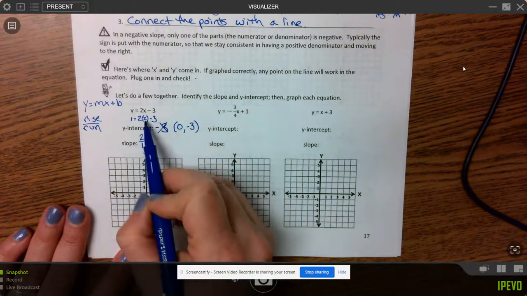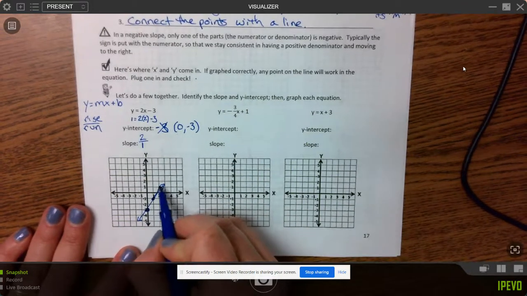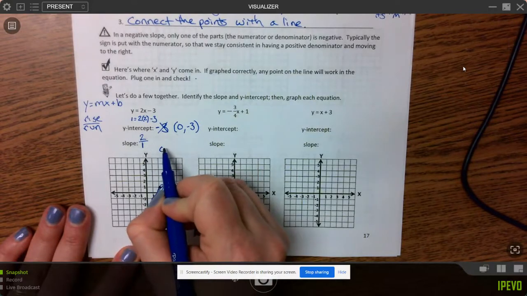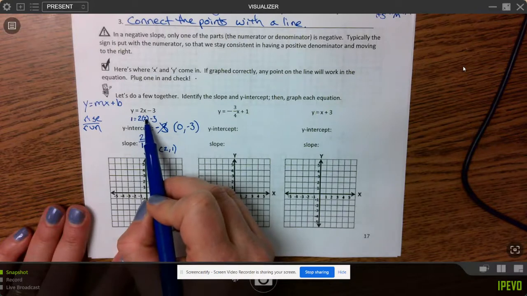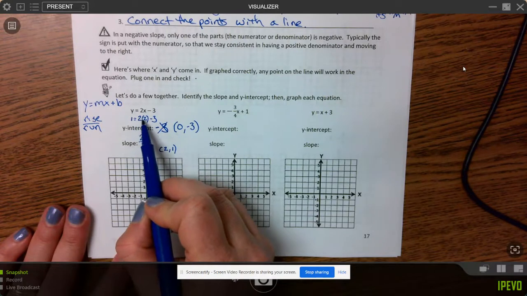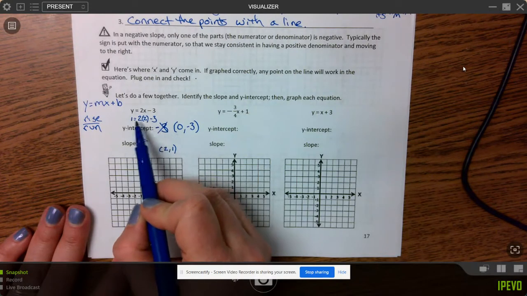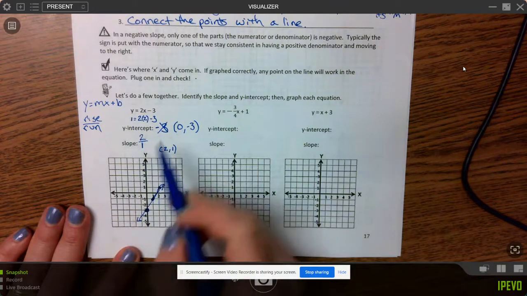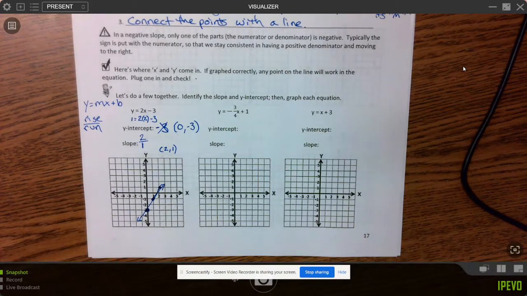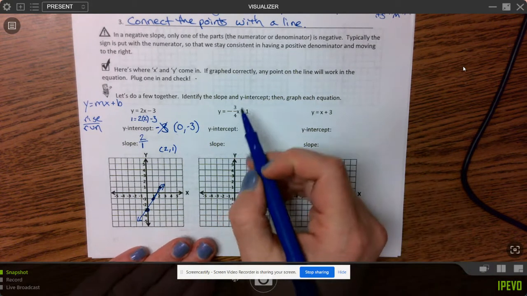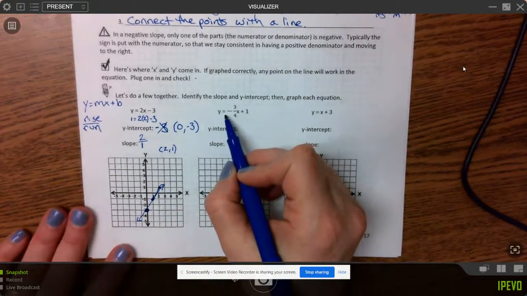Right here, my ordered pair is x is 2, y is 1. So if I put a 2 in, that would be 2 times 2 is 4, minus 3 equals 1. So it works. That's how I can check my equation, to make sure that I graphed it correctly. Let's look at my next one.